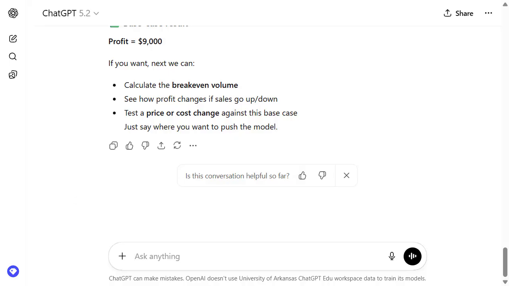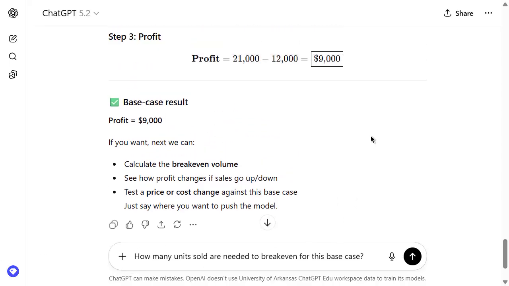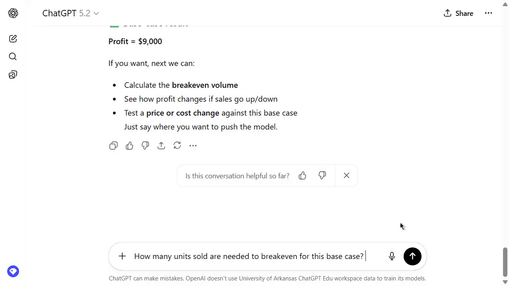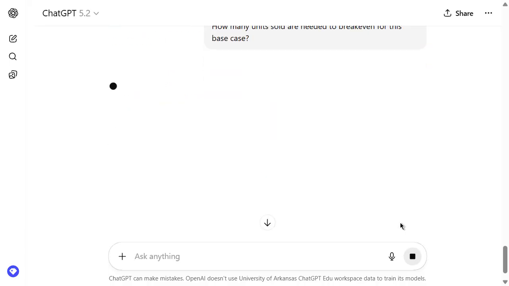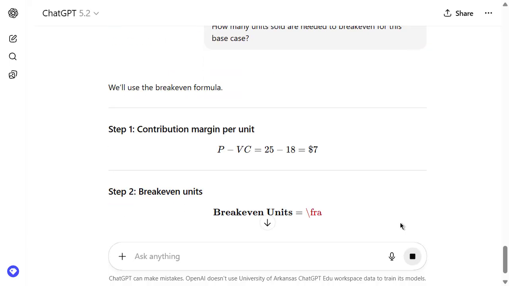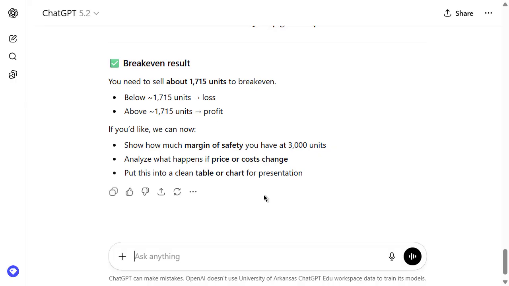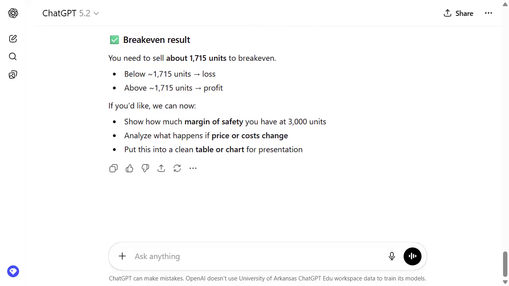So we see that, and we're just going to go ahead and ask directly. We started with 3,000 units, and it looks like we'd still make a profit. So we're probably expecting it would be less than 3,000 units to break even. So let's go ahead and ask it directly. How many units need to be sold to break even in this case? And so it says, hey, we would not need to sell 3,000. We need to sell 1,714.29. Below that would be a loss. Above that would be a profit. And so we're able to see that included there.